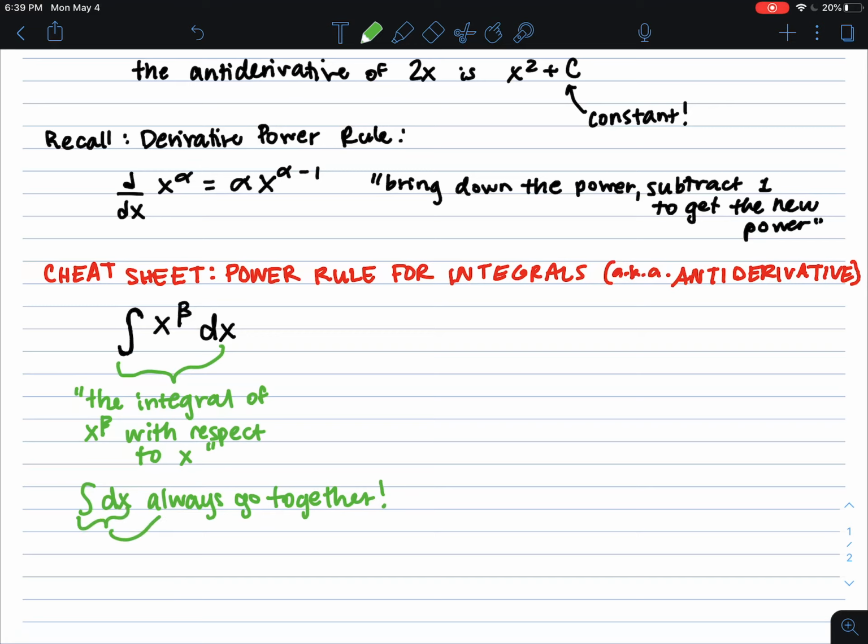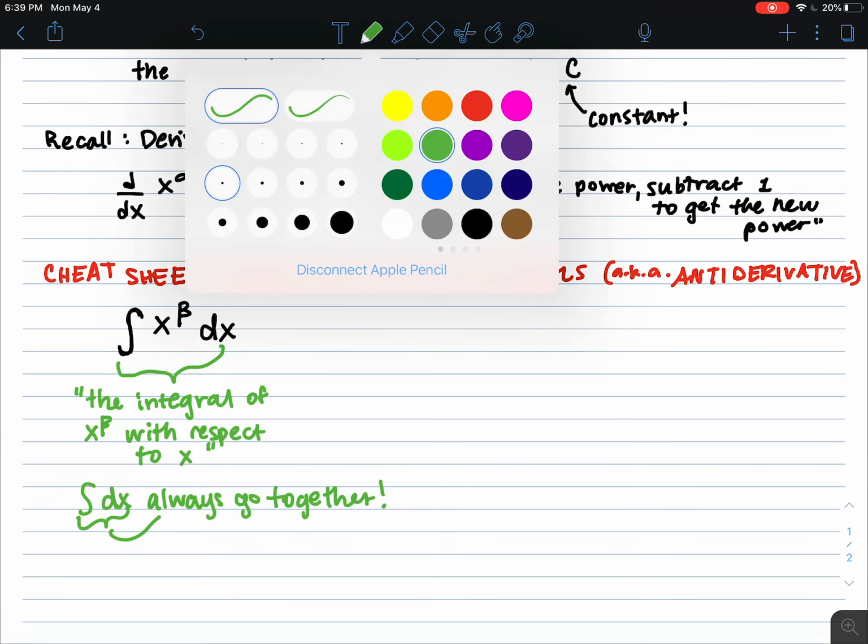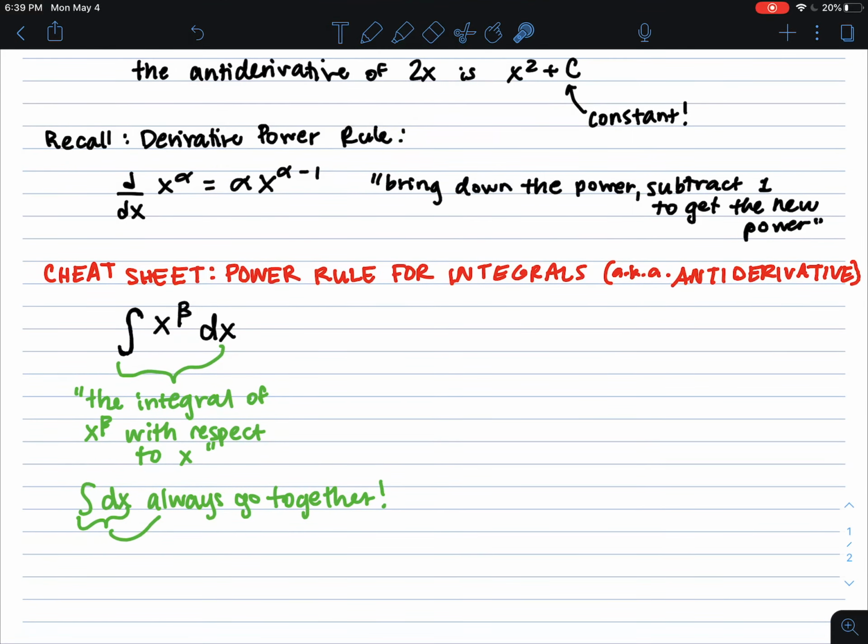Okay. So anyway, the power rule for integrals is the integral of x to some power beta dx is equal to, we're going to increase the power by 1, so it's going to be x to the beta plus 1, and then divide by the new power. And then we have to add a c at the end to account for that constant that we talked about up here, and that's your antiderivative.